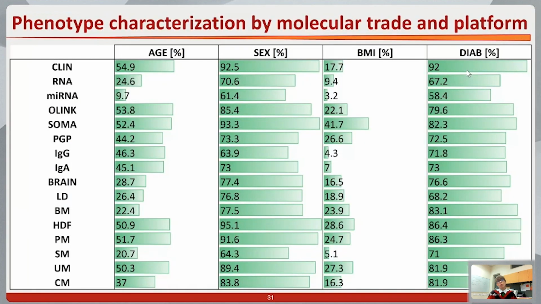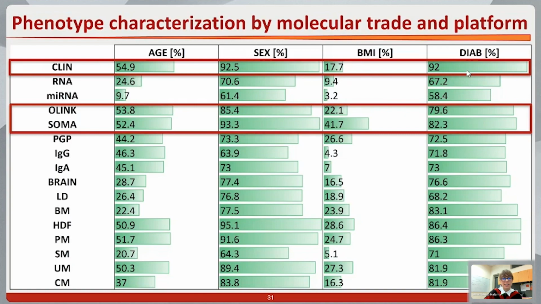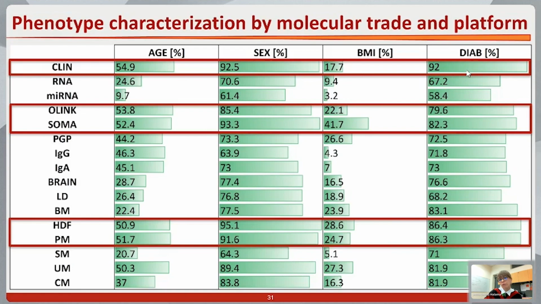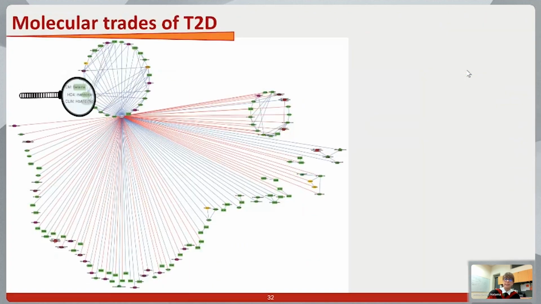So our next question in this context was what is the percentage of the variance in each of the phenotypes which can be explained by each platform. And you can see here that the clinical platform reflects very well on different phenotypes. Also very sensitive are Olink and Soma towards the phenotypes, as well as the 2 platforms of metabolomics which we were using. So now I would like to very briefly focus on diabetes.